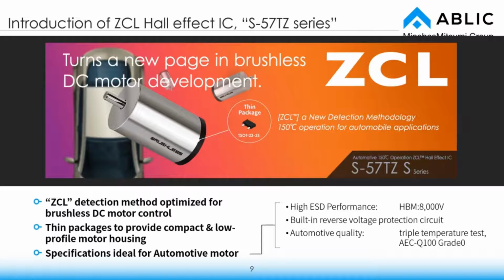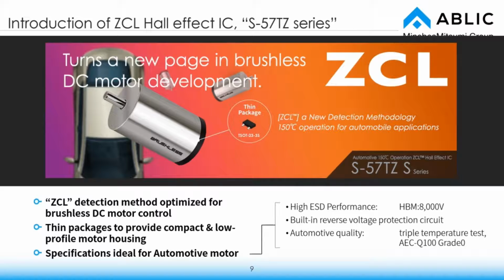By the way, you may have noticed that there are still some unsolved problems. To solve them, we are introducing our new product, the ZCL Hall Effect IC S57TZ. This ZCL detection method was developed for Hall Effect ICs for rotor position detection in brushless DC motors. The S57TZ series is a ZCL Hall Effect IC aimed at automotive applications, which can operate in a temperature range of up to 150 degrees Celsius. It has thinner packages to support thinner motors, which are required to make the best use of limited space in the automobile. And it has features and characteristics that are fully considered to be utilized in automotive motors.